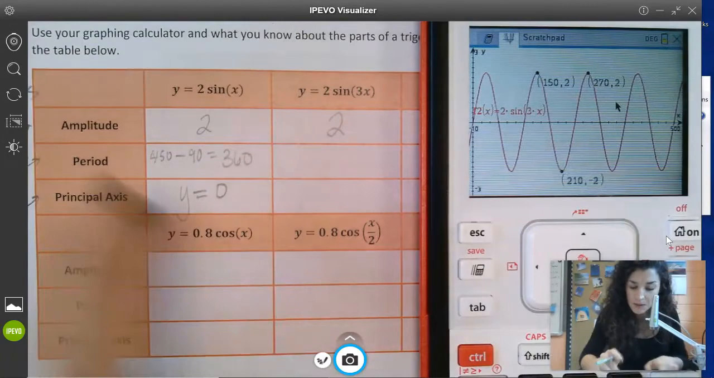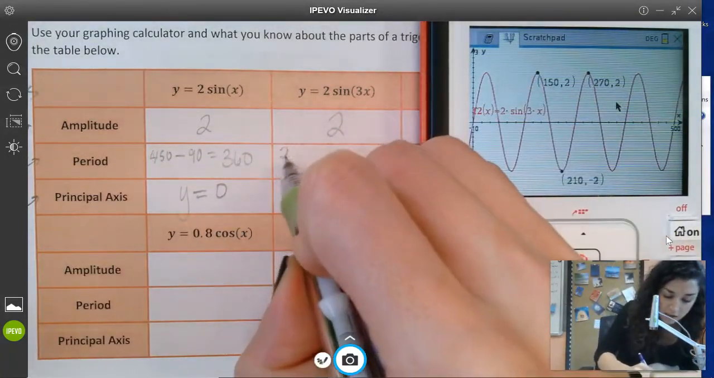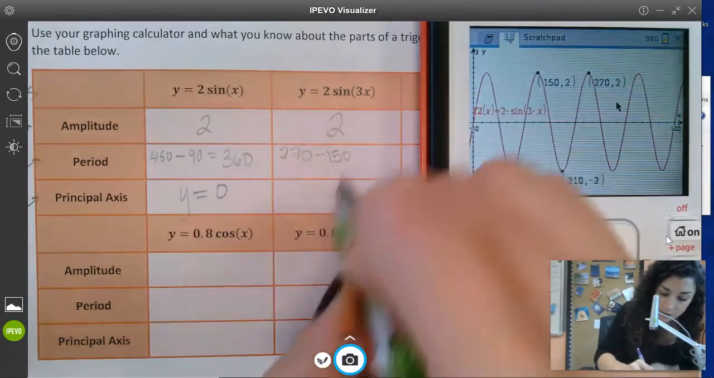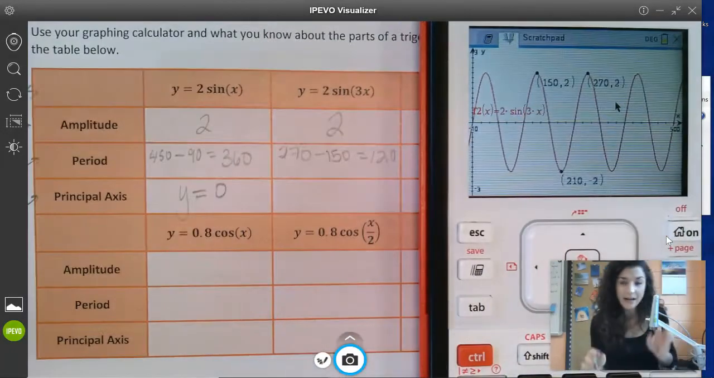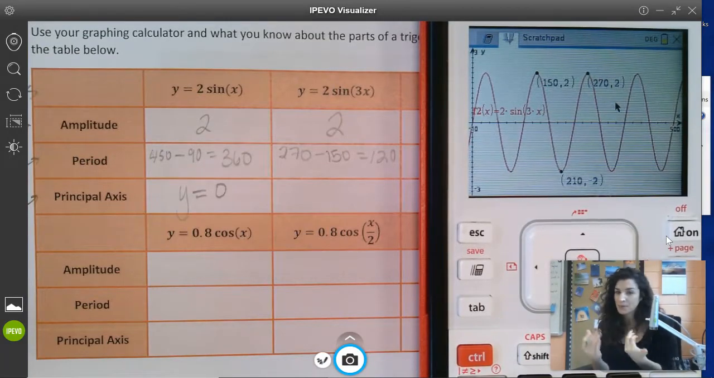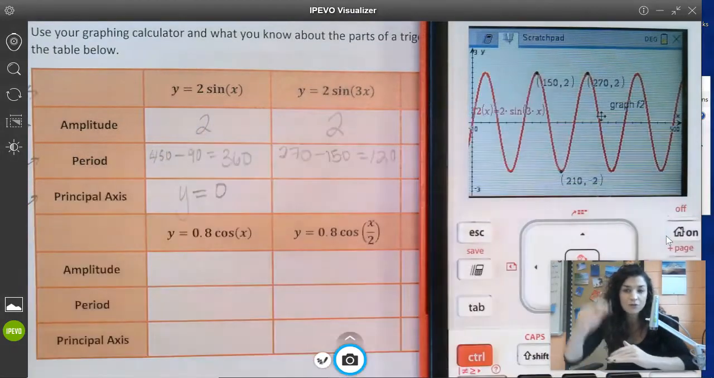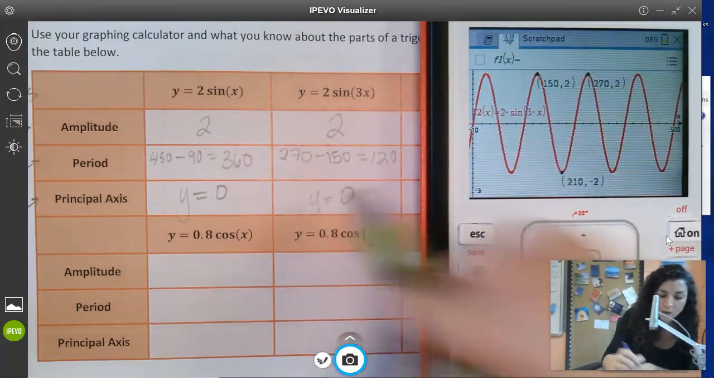And then our period is the distance between maximum to maximum. So the distance is always a subtraction, right? The difference is the distance between those numbers. Subtracting those out, I get 120. And remember, it's the x values from maximum to maximum that we're subtracting out. And in the principal axis, we haven't shifted up or down. And so our maximum and minimum are still like 2 and negative 2. So the number in the middle is still just 0. So it's y equals 0.